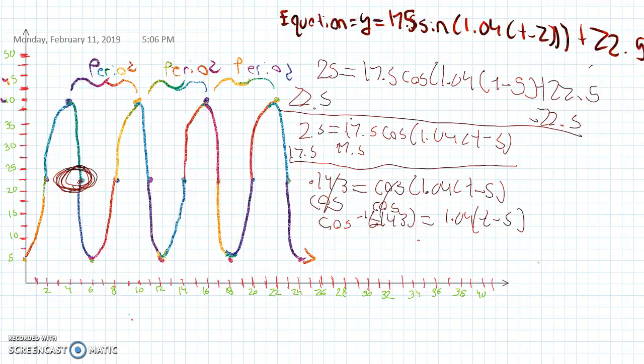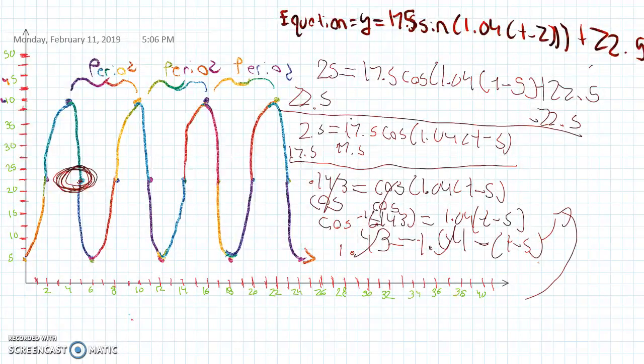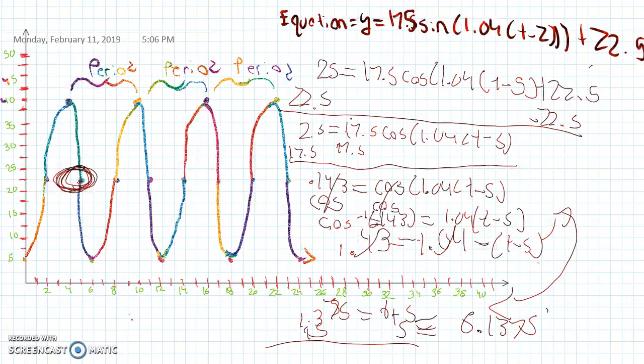And so our final equation would be 1.43 equals 1.04 times t minus 5. And so we basically divide from both sides, and we will ultimately get the new equation, which would be right here, and it would be 1.375 equals t minus 5. And then we just add 5 on both sides to get our total answer, which would be 6.1375. And that is the answer to our letter D. And thanks for watching this video.